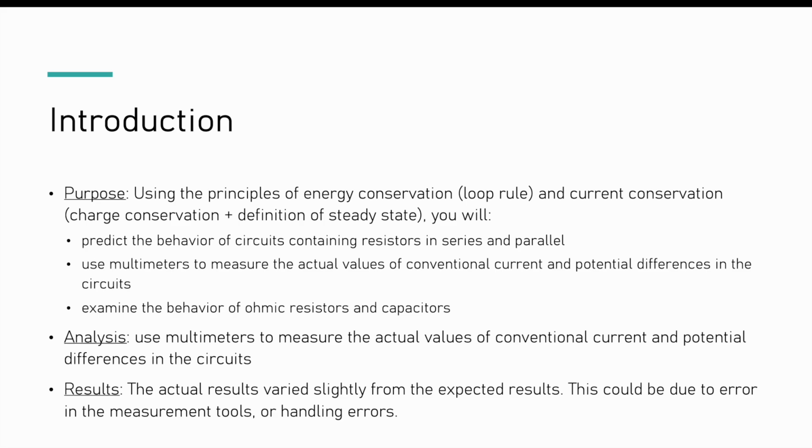My analysis is that we used multimeters to measure the actual values of conventional current and potential differences in the circuits. The results varied slightly from the expected results. This could be due to human error in measuring tools or handling errors.